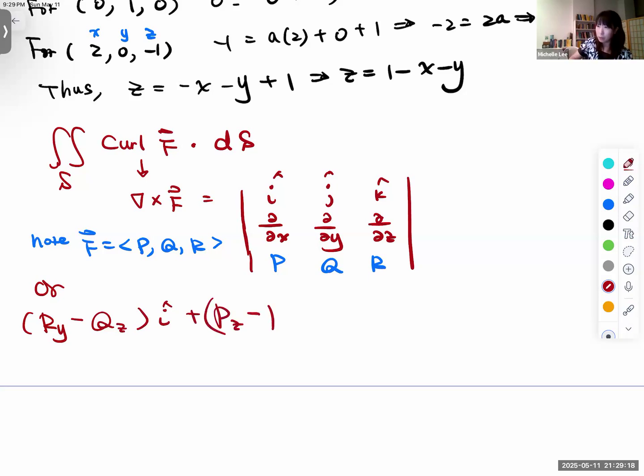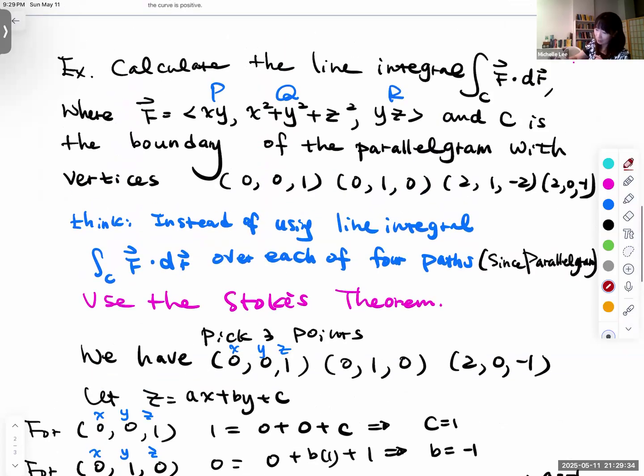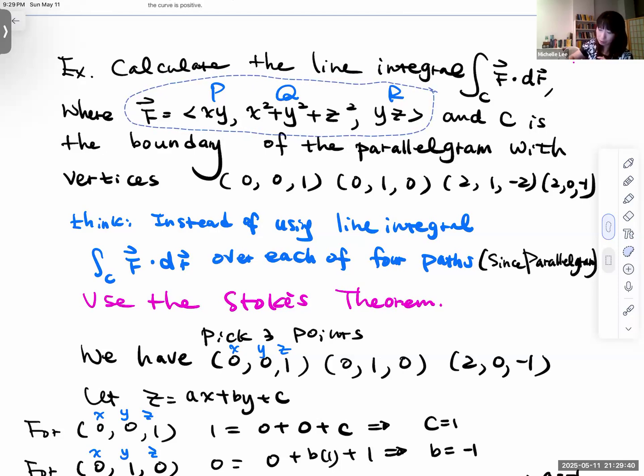P Z minus that. We know how to apply, right? Okay, let's do it. So we're looking at, where is it? Let me bring. So we're looking at the vector field. It's a function or it's a component.